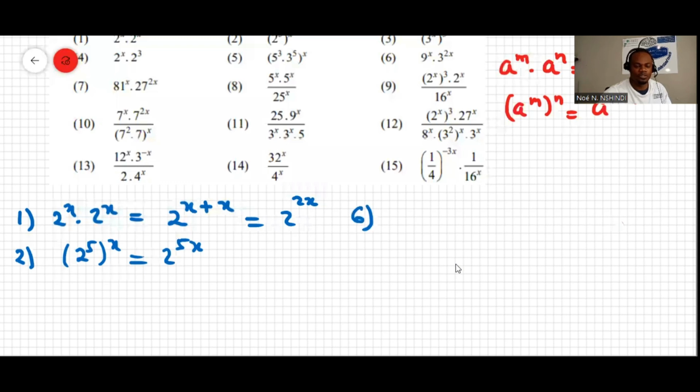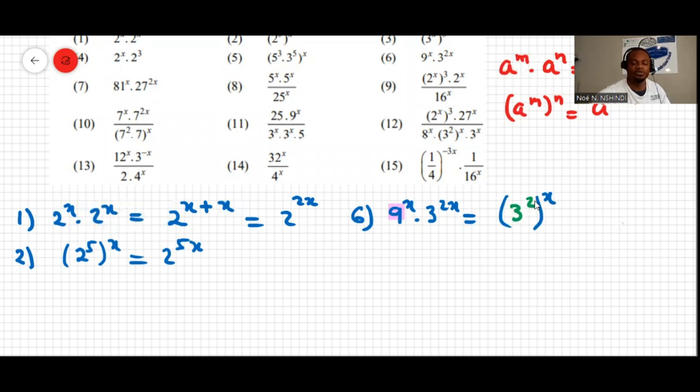Question 6 says 9 to the x times 3 to the 2x. Questions like this, we need to reduce terms in terms of the prime factor. A number like 3 is already a prime number, but 9 is not. So we need to convert this 9 in terms of its prime factor. 9 in terms of prime factor is 3 squared, but it was 9 to the power of x.